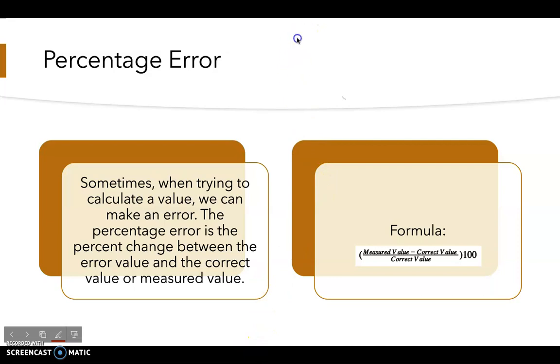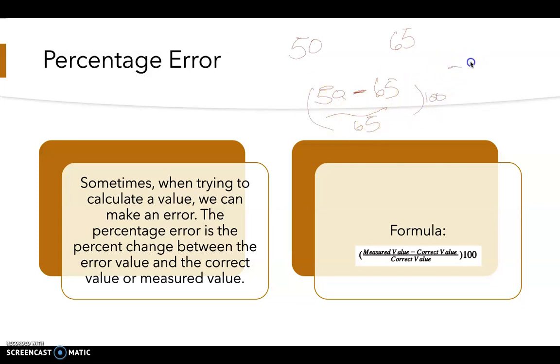So, for example, let's say if I estimated the length of my house is 50 feet, right? And then a contractor comes and measures it, and it says it as 65 feet, right? What is the percentage error? So my measured value was 50 minus the correct value, which is 65, divided by 65, multiplied by 100.